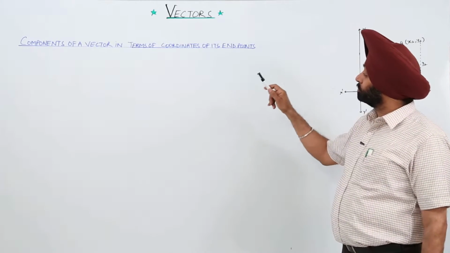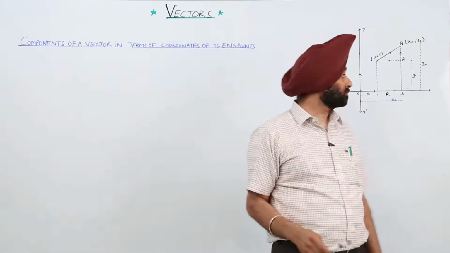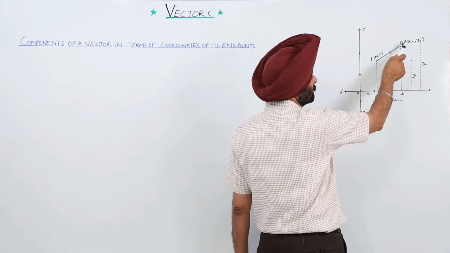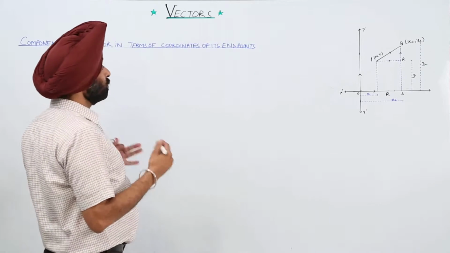Components of a vector in terms of coordinates of its endpoints. Now we are having 2 points. Suppose we are having P and Q, P with coordinates x1 y1 and coordinates of Q are x2 and y2. So then what will the result be?